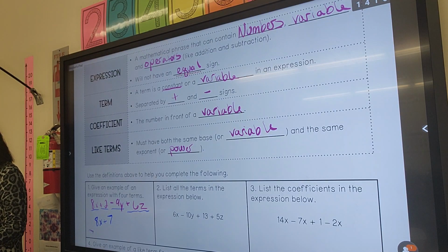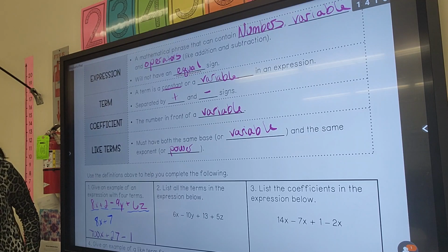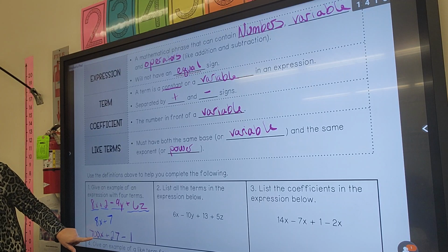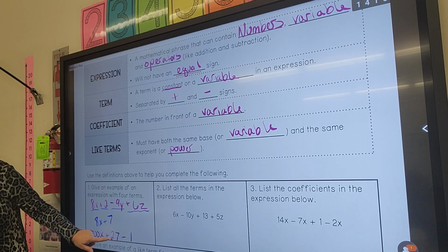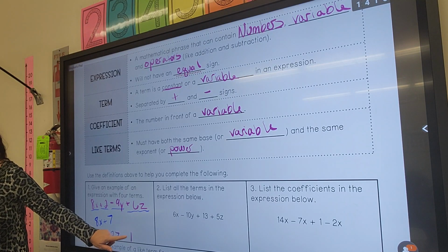700x, plus, or we're doing three terms, right? Yep, plus 27, minus 1. Perfect. Good job, Cameron. Three terms. Good. So 700x is a term, plus 27 is a term, minus 1 is a term.